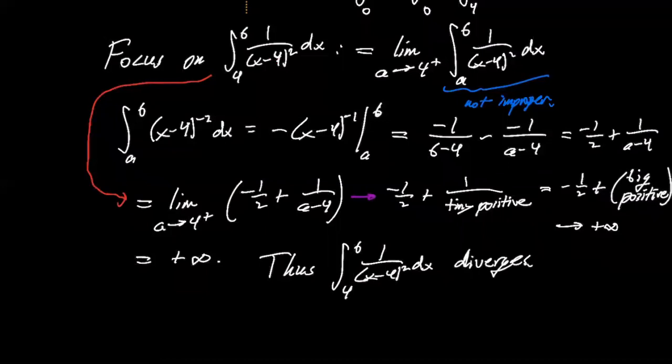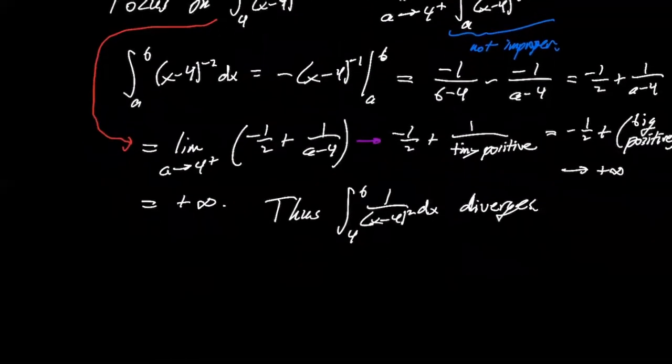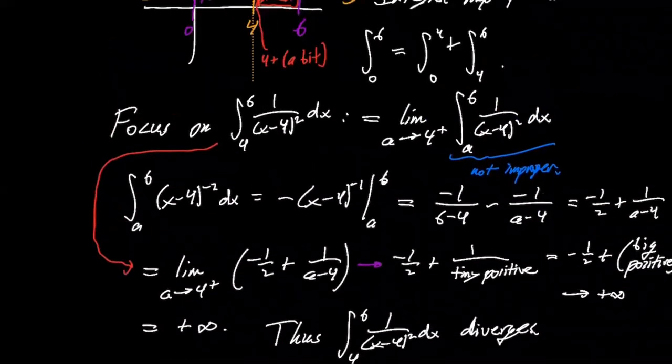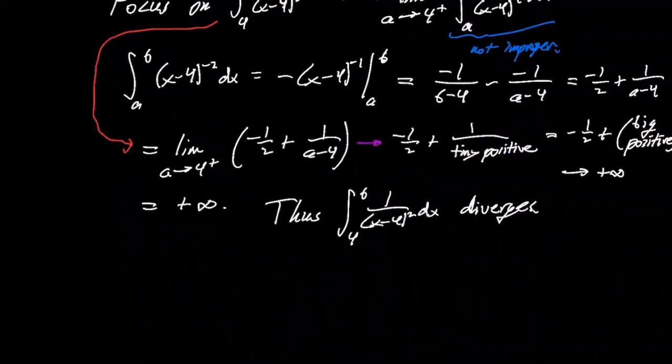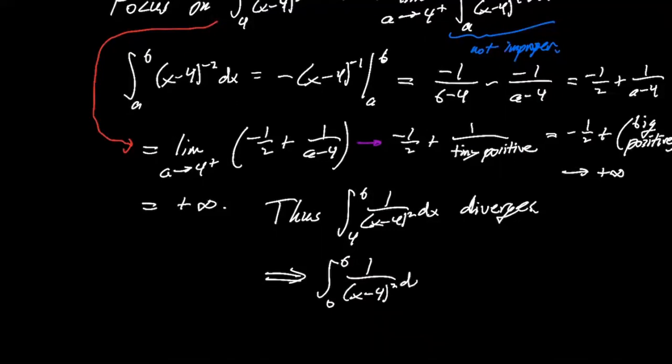And that implies the integral from 0 to 6 also diverges, because up here, the integral from 0 to 6 was the sum of two integrals. And regardless of what happens, if one of these is infinite, then the sum has to be infinite also. So this whole integral is infinite. That's kind of the way we interpret this. So really anything that contains the integral from 4 to 6 also diverges.